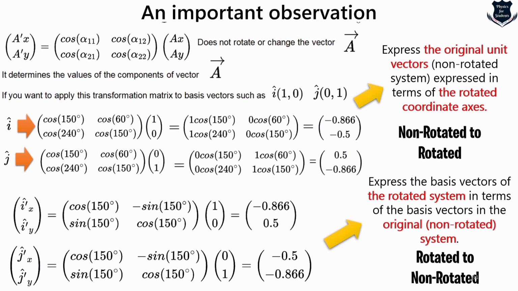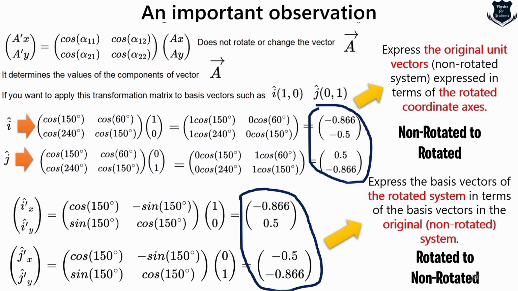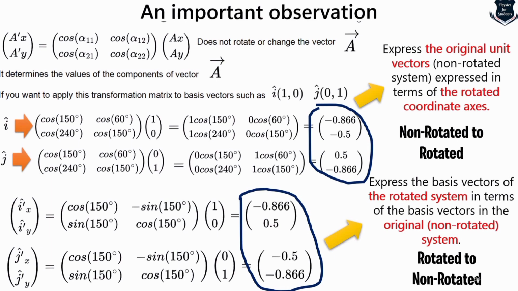So the earlier video was basically the original unit vectors from non-rotated to rotated. Here we have expressed the basis vectors in the rotated system in terms of the basis vectors of the non-rotated system. And you see, beautifully, these values are all the same. So this is a very important observation, of how we are going ahead.